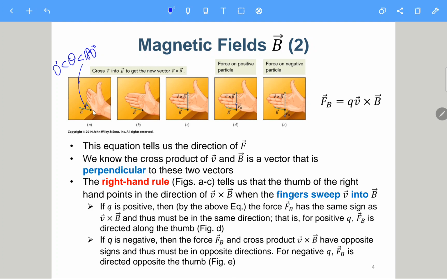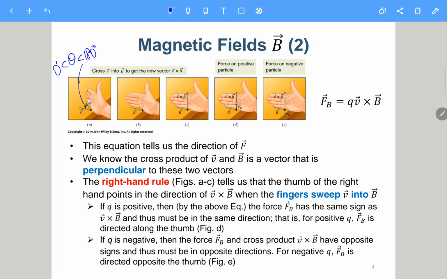Because if you flip your finger like this and then you turn more than 180, you will point to the other direction. But you need to make sure that this angle is between 0 and 180, such that the direction you get is correct. So when you point at the V and then cross to B, your thumb will point upward. So that's the direction of V cross B. And if Q is positive, then the direction of FB is the same as V cross B. If Q is negative, then they point to opposite directions.